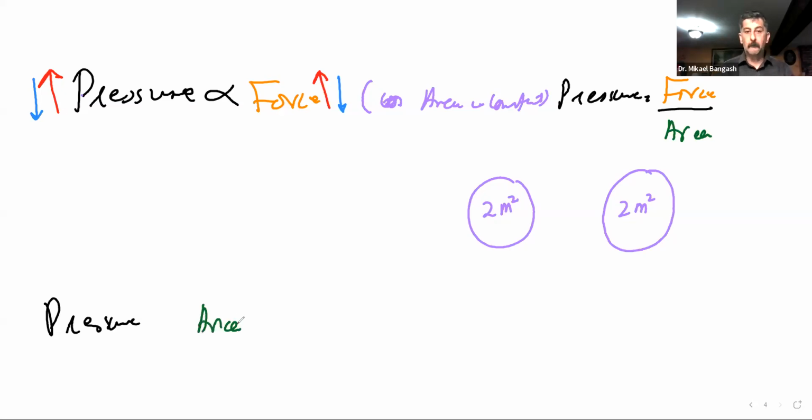Is that clear? Now, in one case, we will apply a great force. Let's say we apply a force of 20 newtons. So that's going to be a great force, right? And on the other area, which is still the same, we apply a lesser force. Let's say we apply a force of just 10 newtons.